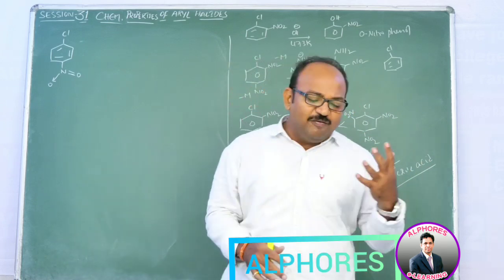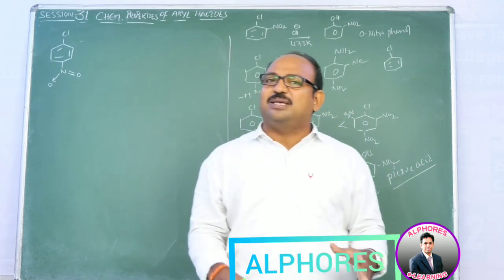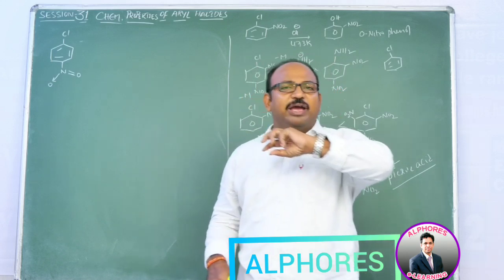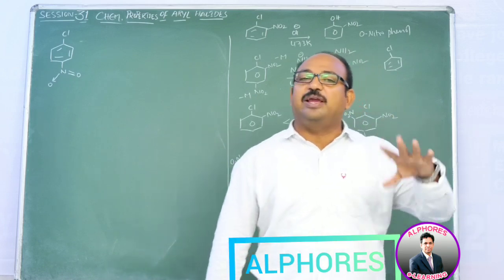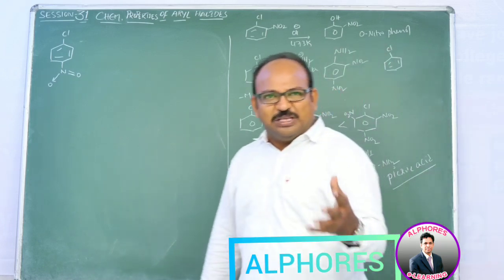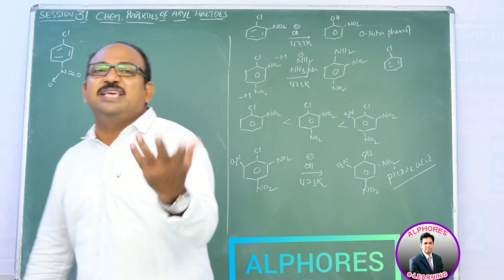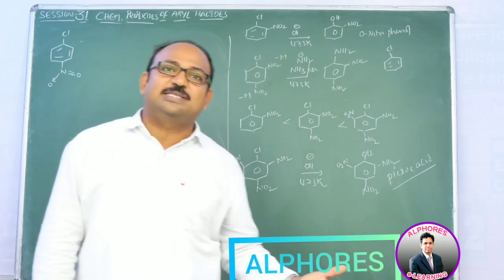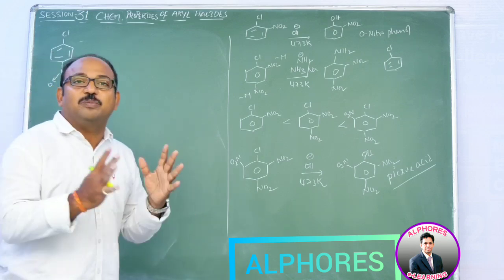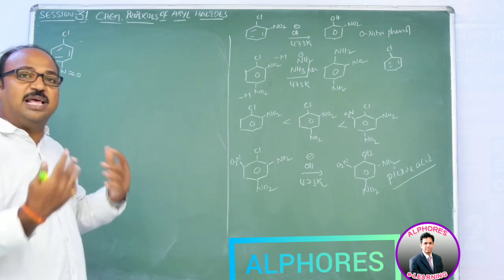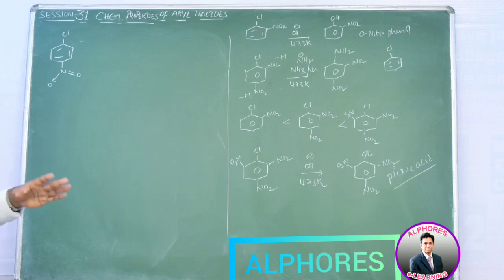Cl, even though it has a minus I and a plus M effect, both effects are very, very small. Whereas in the case of the NO2 group, its influence is very high. In other words, the NO2 group is strong minus M, and Cl is neither strong plus M nor strong minus I, so its efficiency is less compared to the NO2 group. Obviously, this ring will be ruled by the NO2 group.